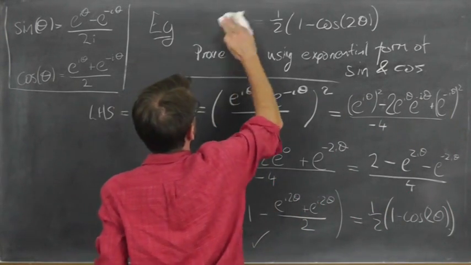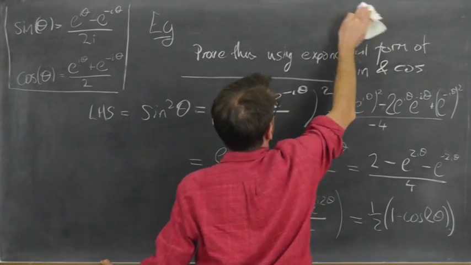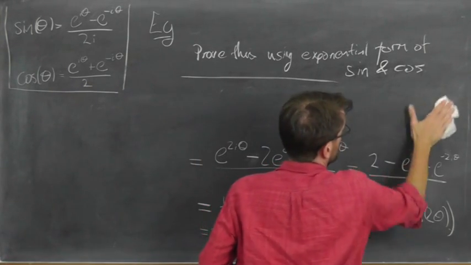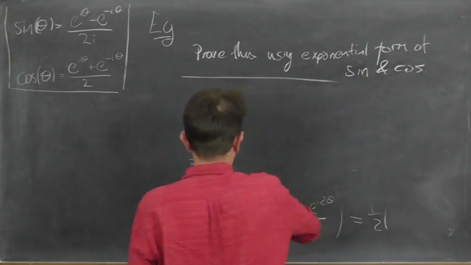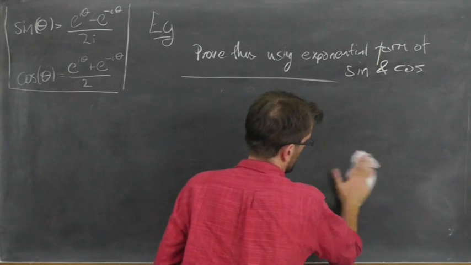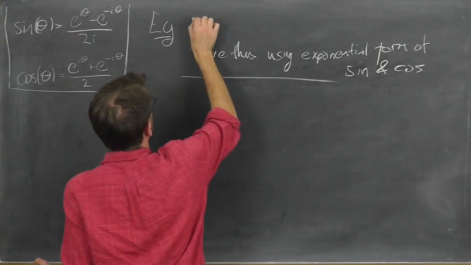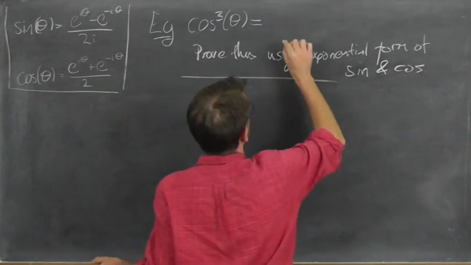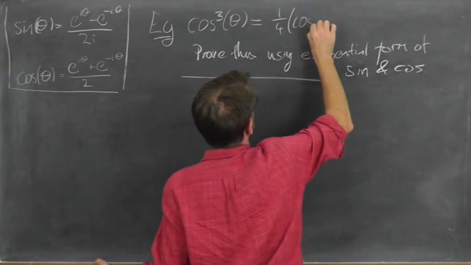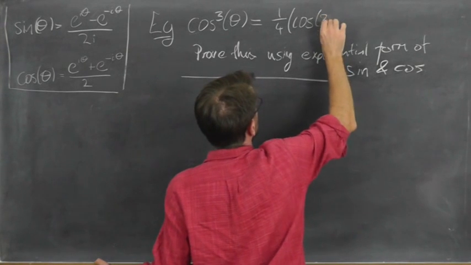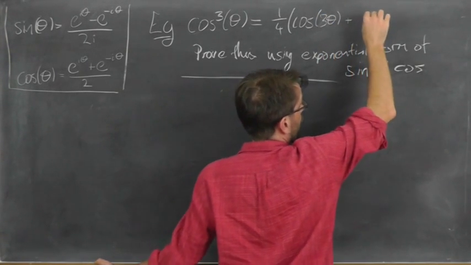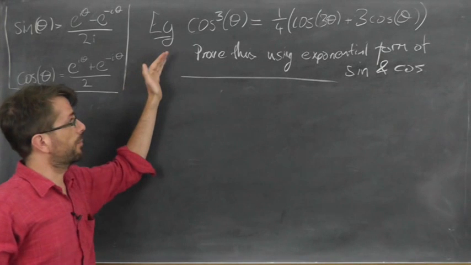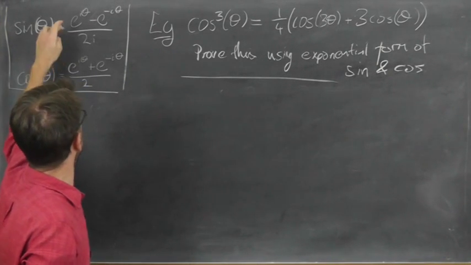Okay, so let's put another example here. This time let's have something with a cos in it. So we're going to have cos cubed theta is equal to a quarter cos 3 theta plus 3 cos theta. Okay, so the exercise is to prove this using the exponential forms of cos and sine. Again, these are the exponential forms.